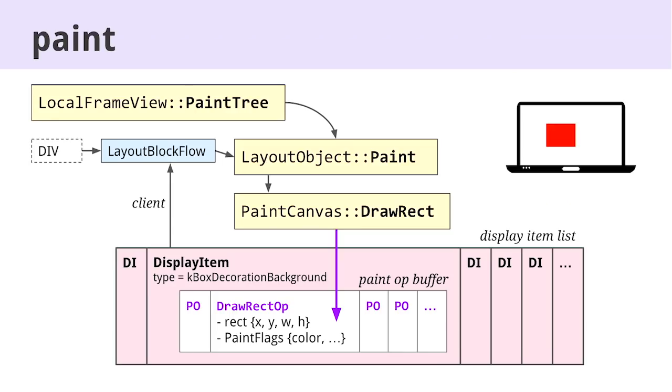Now that we understand the geometry of our layout objects, it's time to paint them. So paint records paint operations into a list of display items. And a paint operation might be something like draw a rectangle at these coordinates in this color. And there are multiple display items for each layout object corresponding to different parts of its visual appearance, like the background, the foreground, the outline, etc. And notice that we're just building a recording of paint ops that can be played back later. We're not actually executing them yet. And we'll see why that's useful in a little bit.